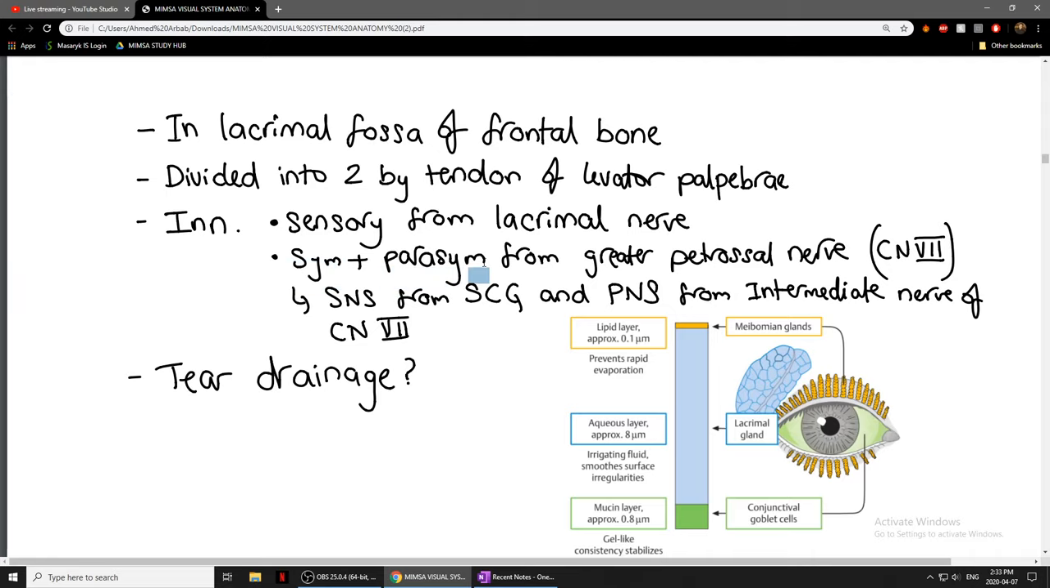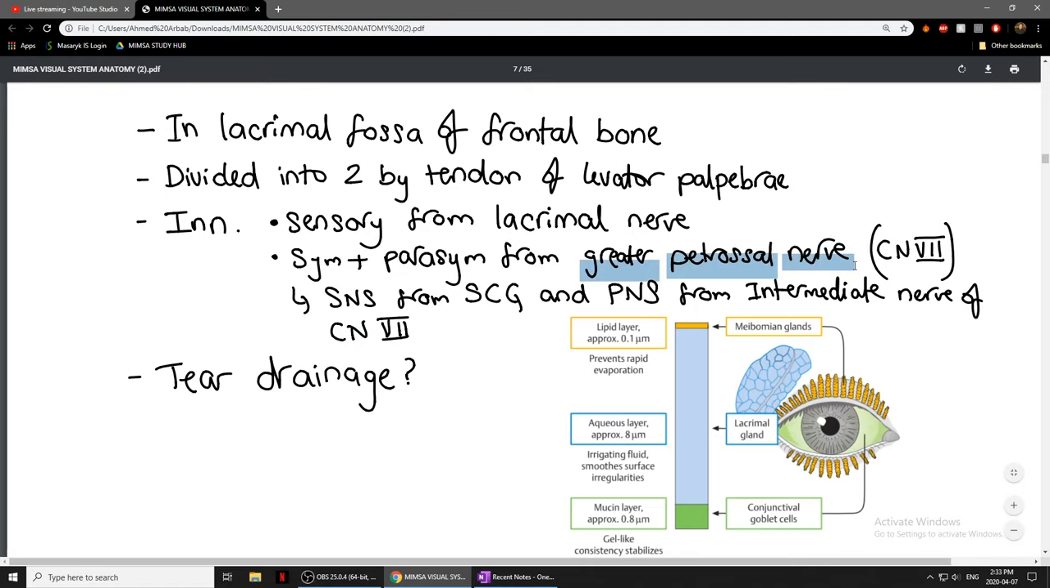Then the sympathetic and parasympathetic innervation is provided by the greater petrosal nerve. The greater petrosal nerve is a branch of cranial nerve 7, which is the facial nerve. The facial nerve, of course, carries parasympathetic fibers. The parasympathetic system provides an intermediate nerve which continues into the greater petrosal nerve, and that ends up in the lacrimal gland.